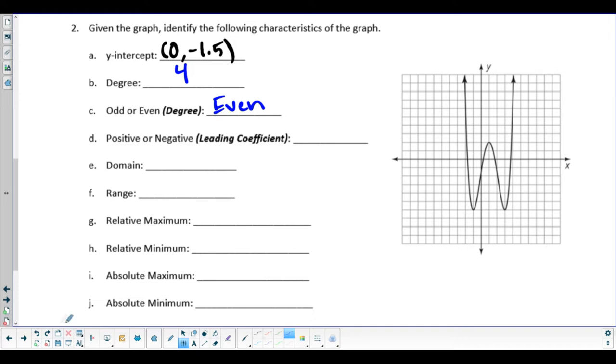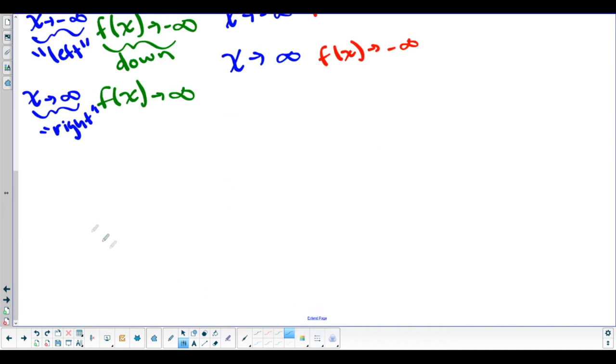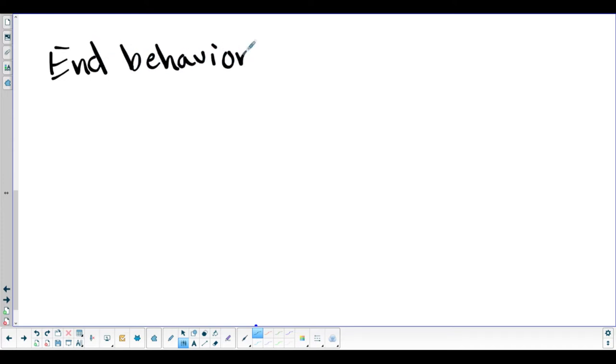Next aside, just on end behavior real quick. Now we talked about odd degree. Let's talk about what happens if you have an even degree function, okay? And I think if you watch these and understand this, your end behavior problems will be solved, all right? So let's talk about the end behavior of an even degree function.